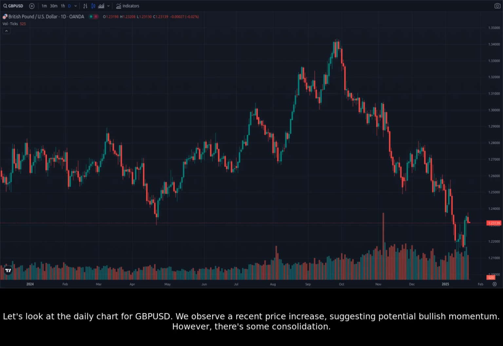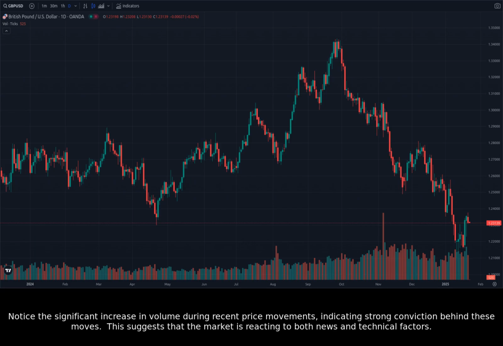Let's look at the daily chart for GBPUSD. We observe a recent price increase, suggesting potential bullish momentum. However, there's some consolidation. Notice the significant increase in volume during recent price movements, indicating strong conviction behind these moves. This suggests that the market is reacting to both news and technical factors.